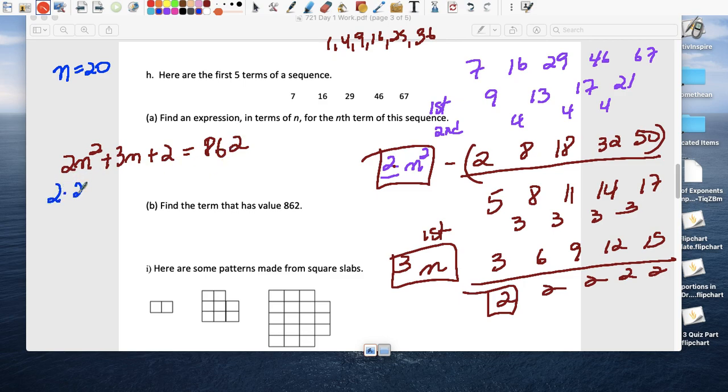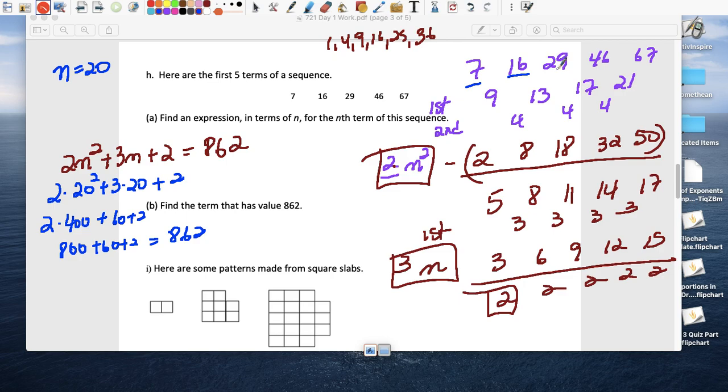So 2 times 20 squared plus 3 times 20 plus 2. Well, let's see. 2 times 20 squared is 400. 3 times 20 is 60 plus 2. 2 times 400 is 800. Oh, look at that. So we're correct. Find a term. So when the first term was 7, the second 16, the third was 29, the fourth was 46, the fifth was 67. The 20th term will have a total of 862.